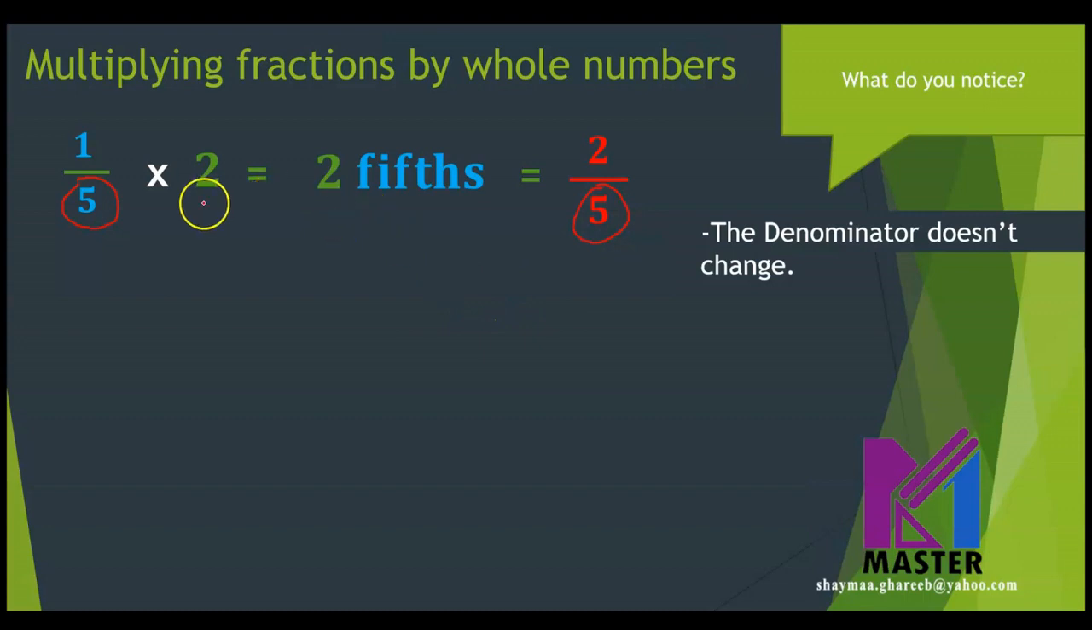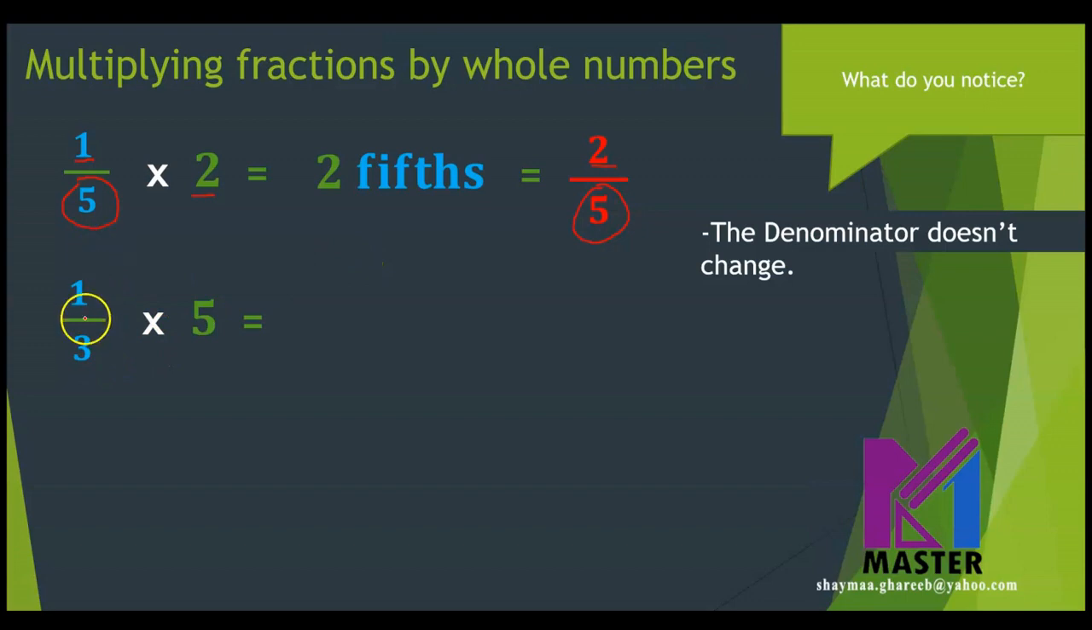And what about the numerator? Look at the numerator here. It's 1. And the numerator here is 2, because I multiplied by 2. So what we do is that we multiply the numerator by the whole number.